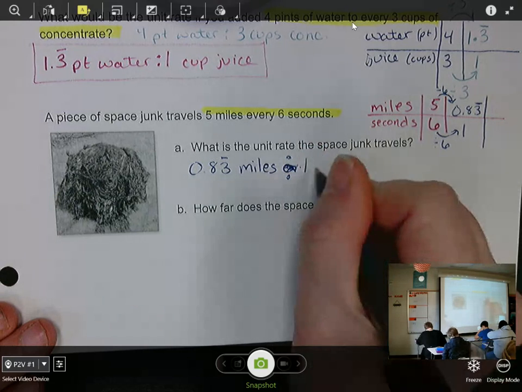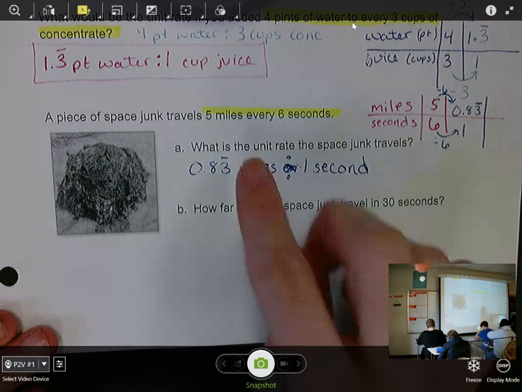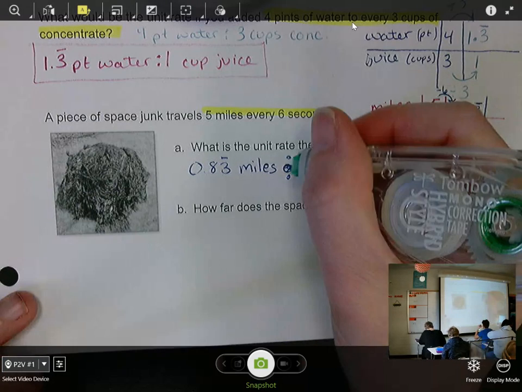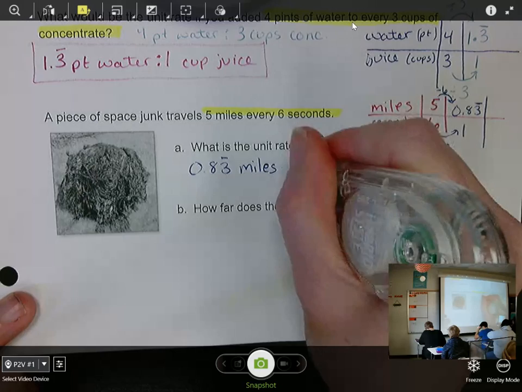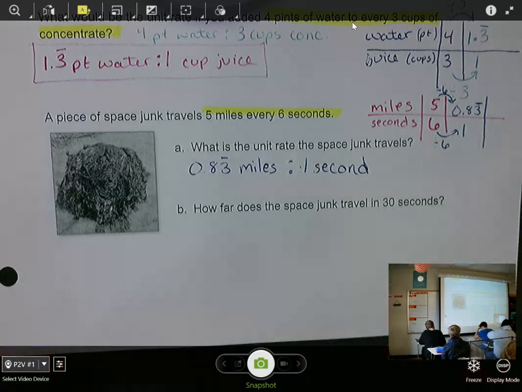Every 1 second. Okay, sorry, don't pay attention to this part that's scribbled out. I have some white out somewhere that I'm going to mark that out. Oh, here it is. Okay. Oh my God, it's gone. I need that. Oh my God.